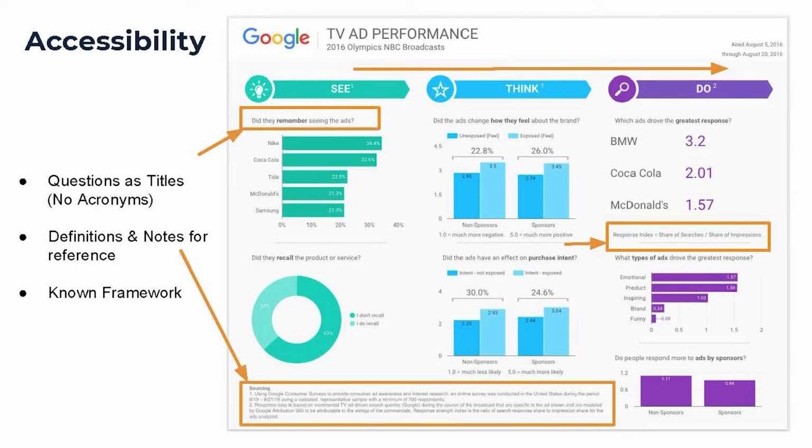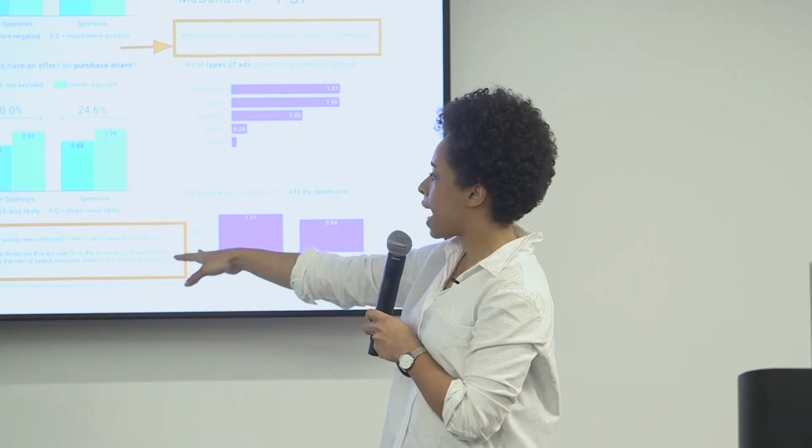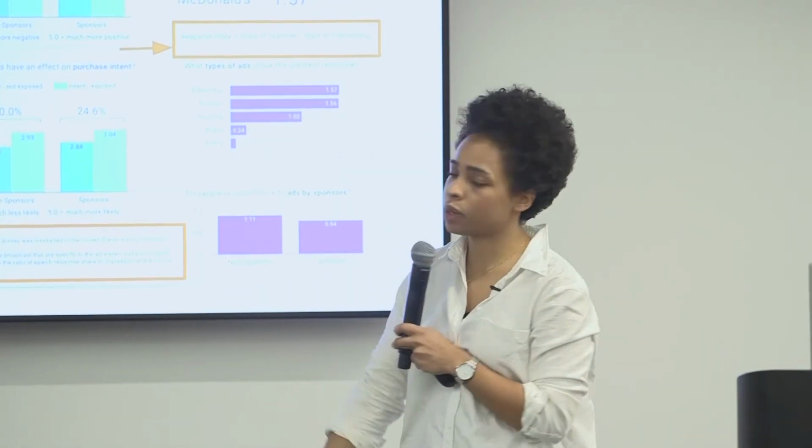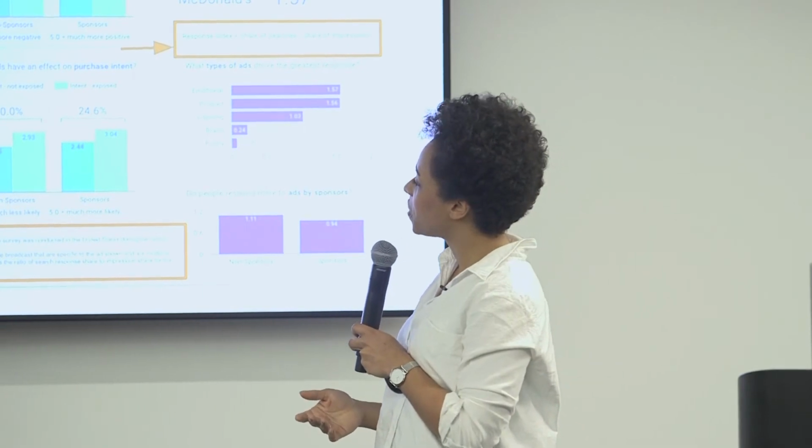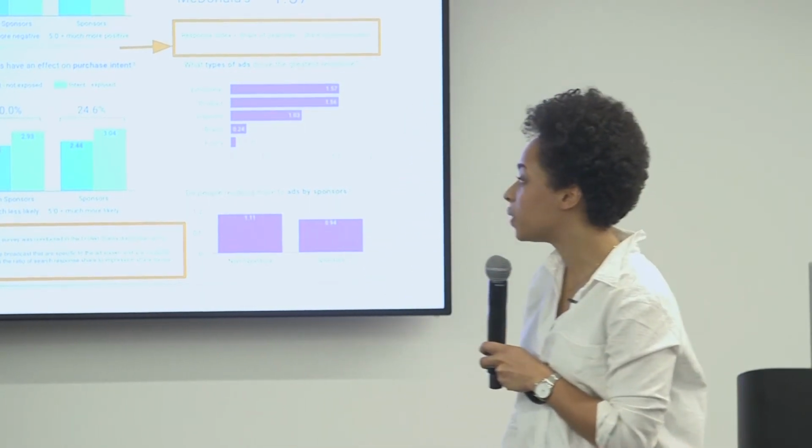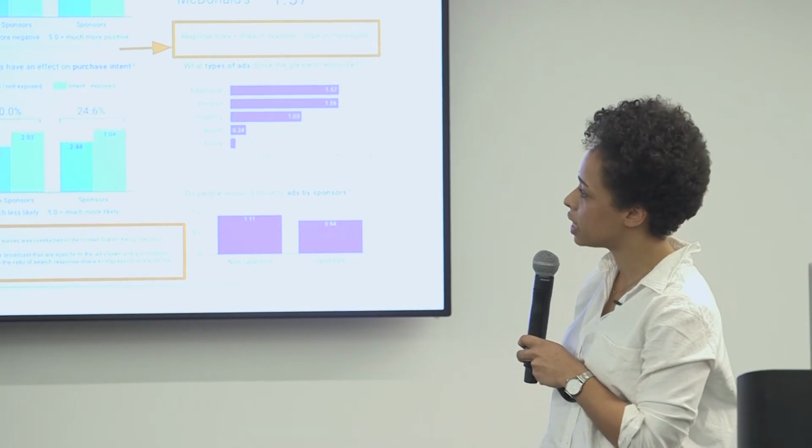And even though this is measured with a response index calculated as share of searches over share of impressions, the user just wants to know, what question are you helping me answer? They don't necessarily need to go into the details, but then the details are there if they're needed. So notes are being used to remove ambiguity next to the data visualization and also in the notes. So in the notes, it will say how this survey data was collected, the number of respondents, things that are also very important for the interpretation.